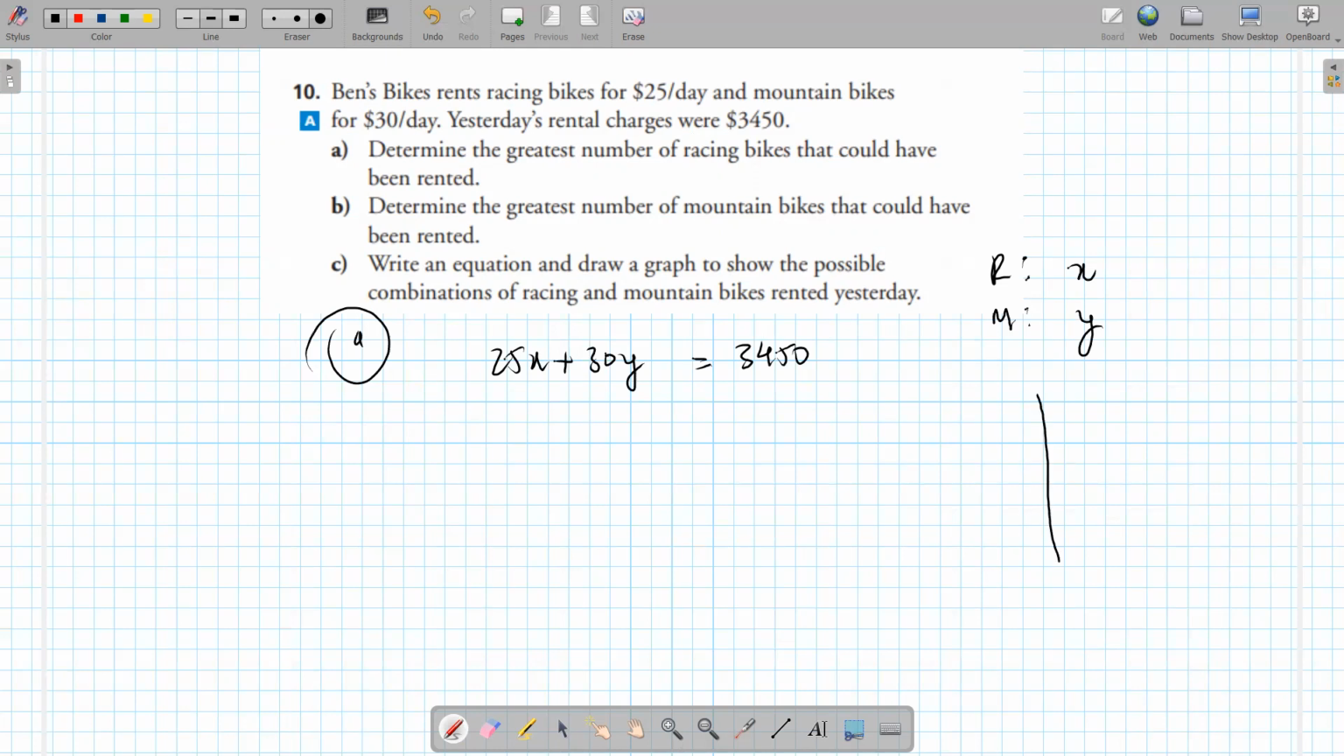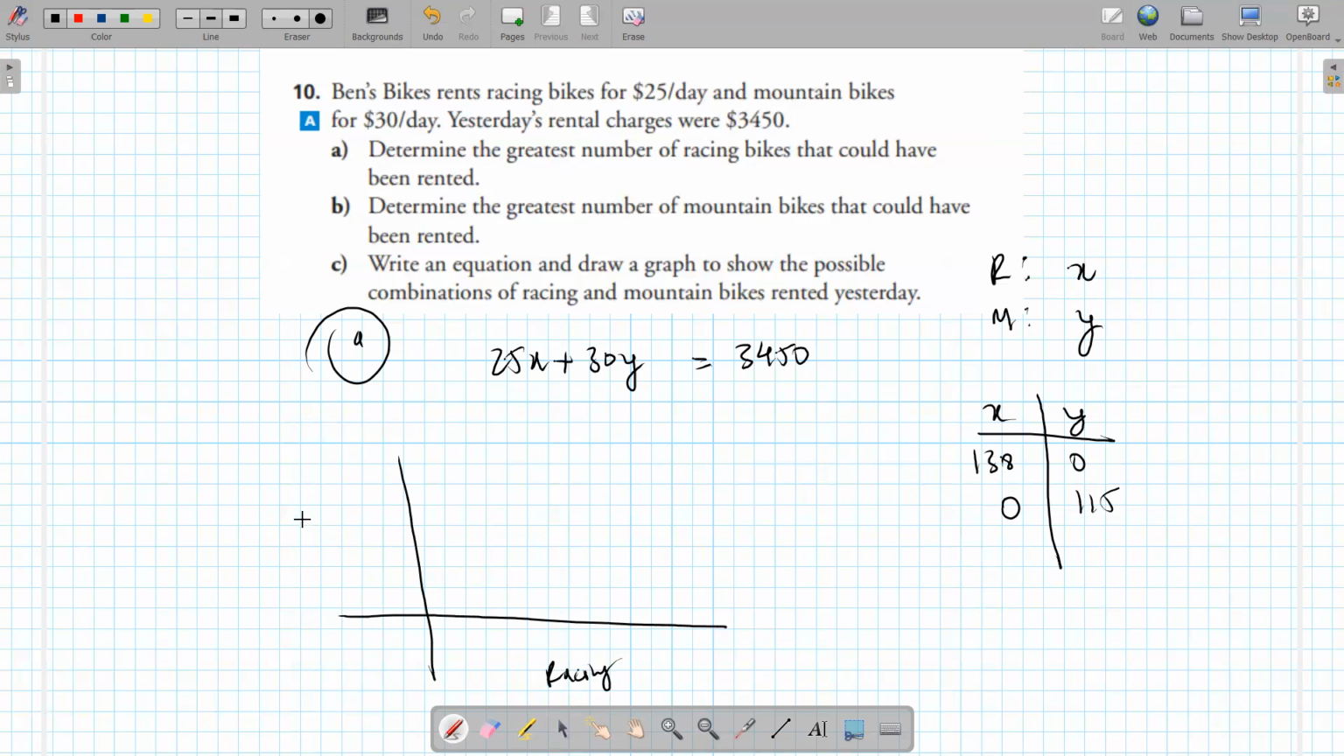Now we're just going to make a sketch here by putting in x and y. Again, remember, for the x-intercept, the y value is going to be 0. So 3450 divided by 25 is 138. That's our x-intercept. For the y-intercept, the other variable is going to be 0, which gives us 115. So this is what we have. On the x-axis, we have the racing bikes. On the y-axis, we have the mountain bikes. And your sketch is going to look like 138 here, 115 here. It's going to look like this. What's the slope of this line?